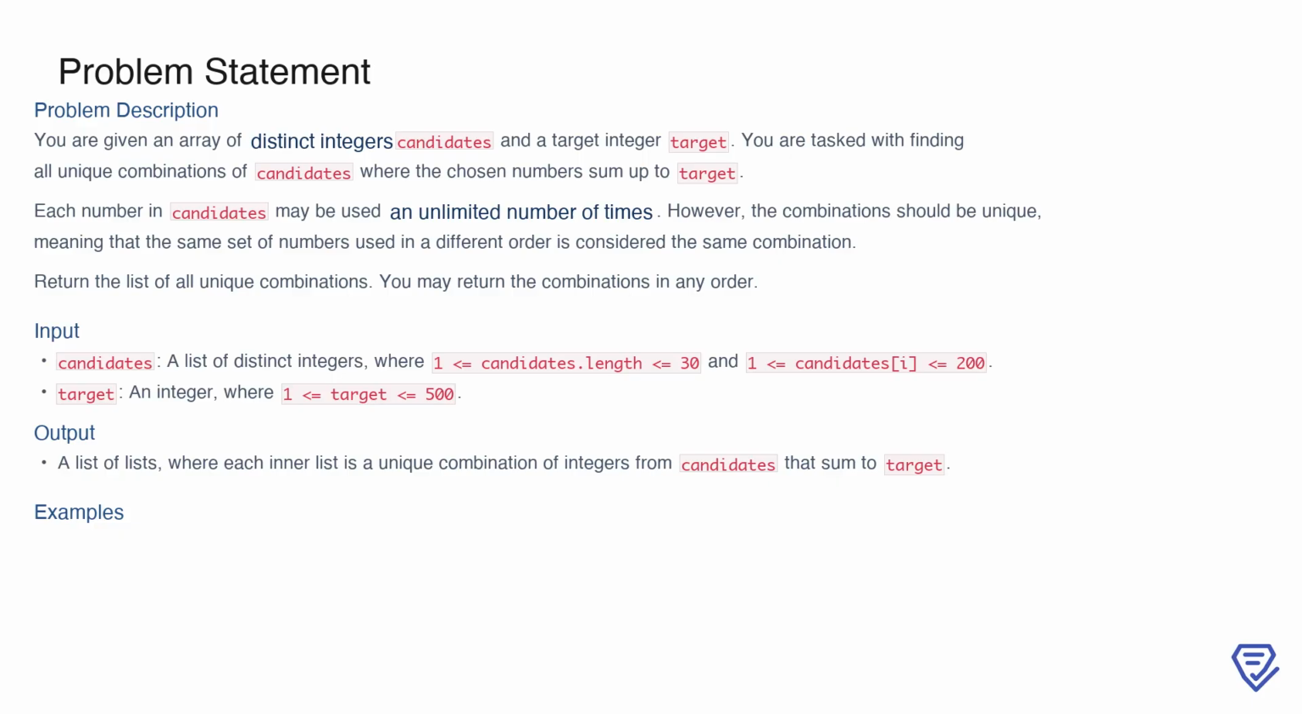The task is to return all these unique combinations as a list of lists, and the order in which you return these combinations does not matter. The constraints are also provided. The candidates list can have up to 30 distinct integers, and their values will range from 1 to 200, while the target itself can be any integer between 1 and 500.